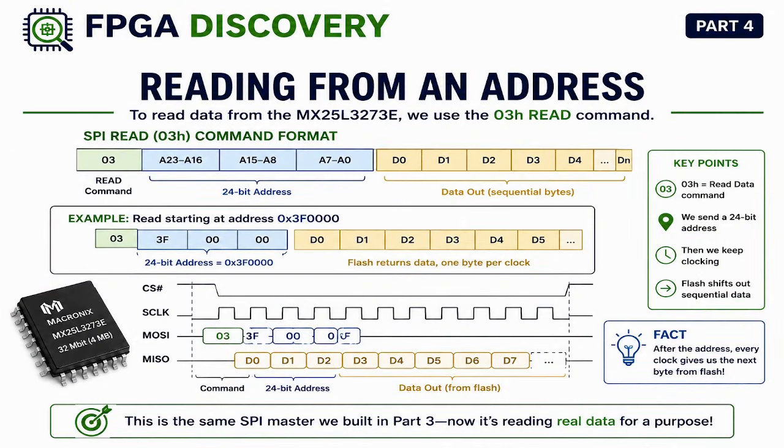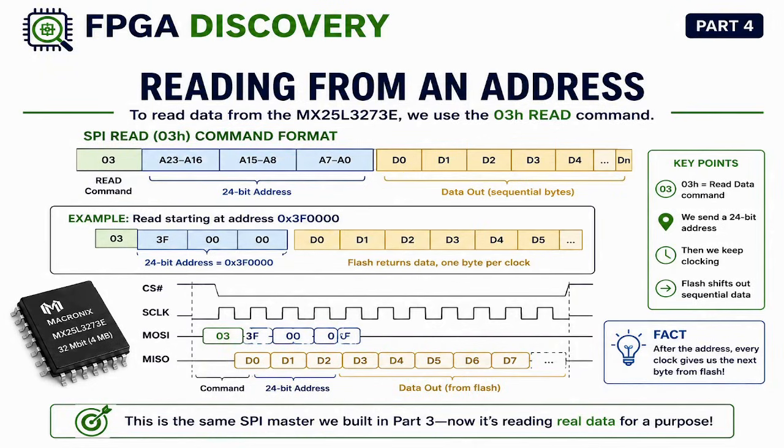In part 3, we used the 9F command to read the JEDEC ID. Now we're going to use the 03 hex read data command. After sending 03, the flash chip expects a 24-bit address. That's 3 address bytes: A23 through A16, A15 through A8, and A7 through A0. For this project, our sprite begins at address 3F0000. So over MOSI, we'll send 03 followed by 3F, 00 and 00.